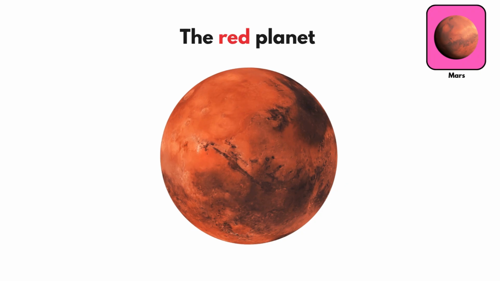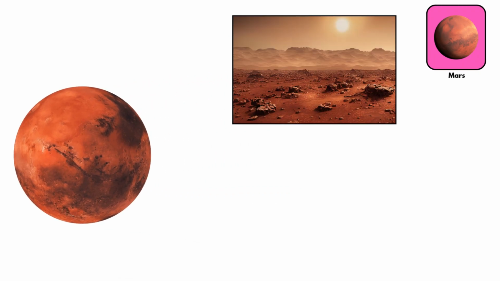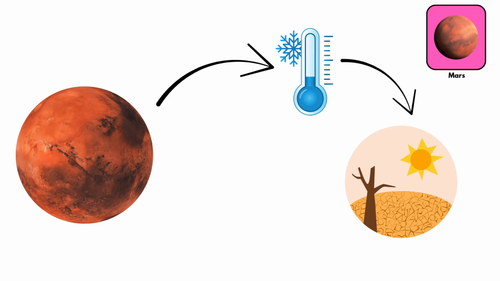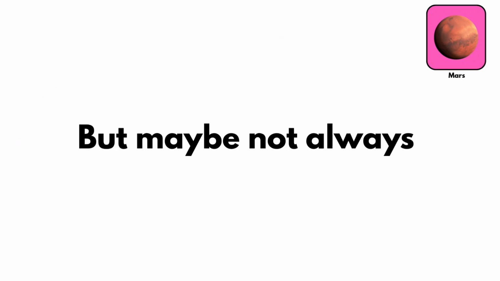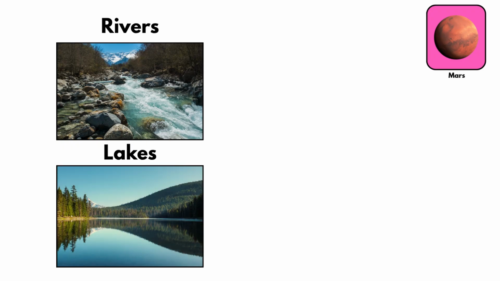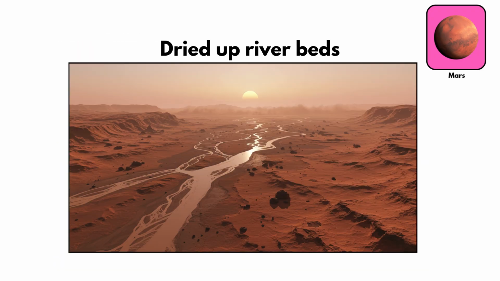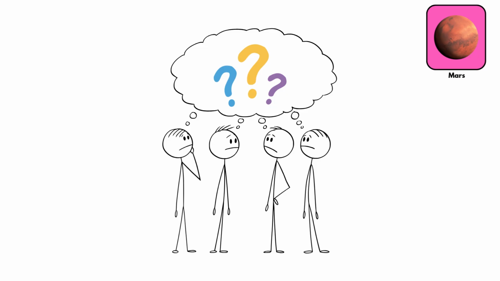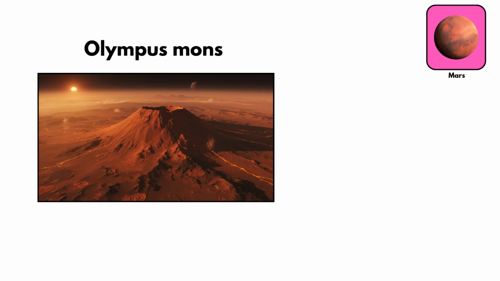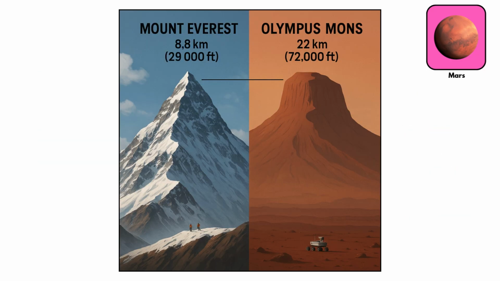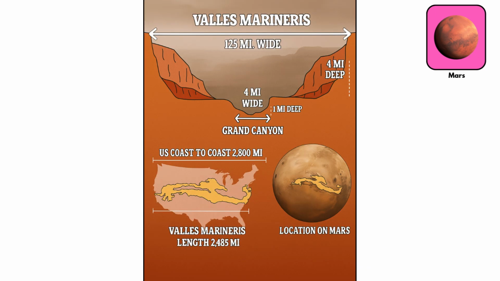Mars. The red planet. A world coated in rusty iron dust, with skies tinged in burnt orange. It's cold, dry, and dead. But maybe not always. Mars once had rivers, lakes, maybe even oceans. Its surface is etched with ancient valleys and dried up riverbeds. Which raises one massive question. Was Mars once alive? Olympus Mons, the tallest volcano in the entire solar system, rises 3 times higher than Everest. And Valles Marineris? A canyon system so vast it could stretch across the entire United States.